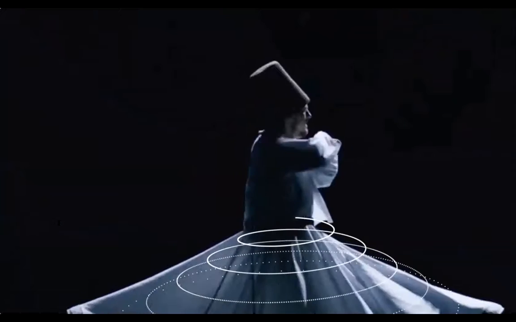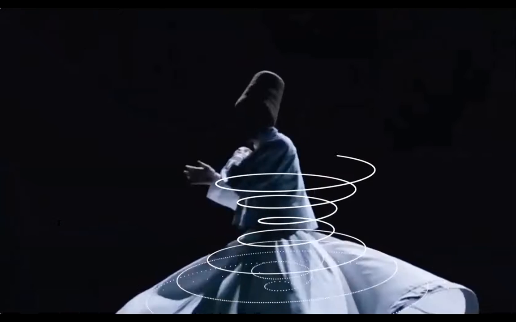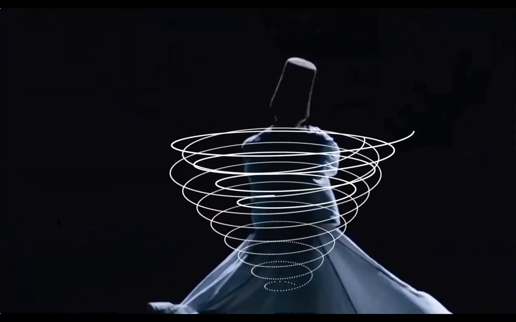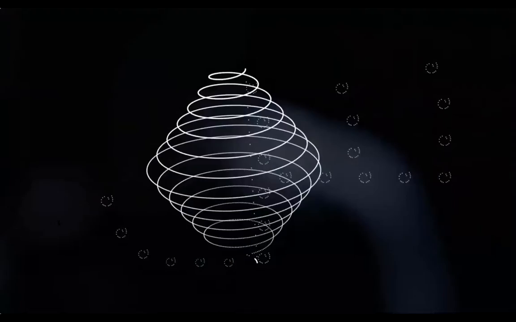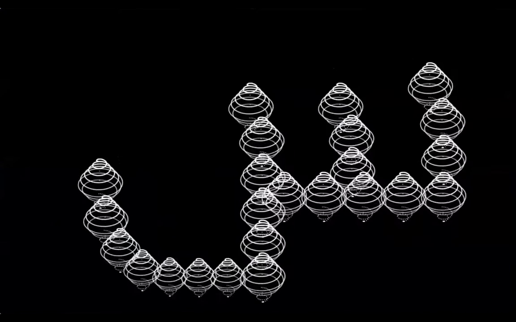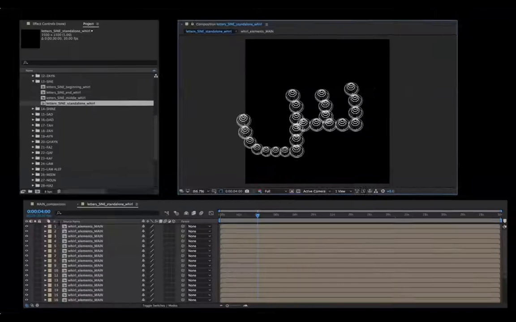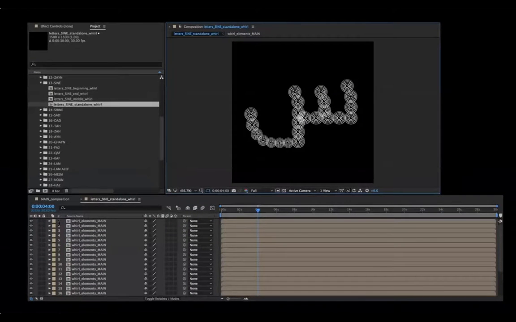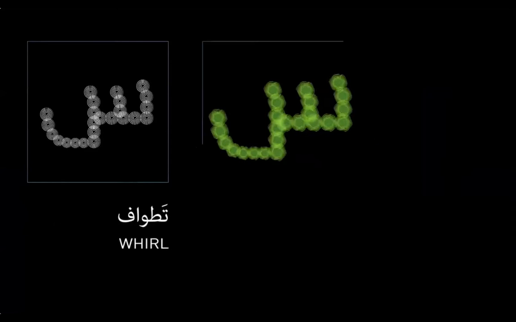Based on the motion study of the dervish's movements, the spiral unit was conceived, and according to which the Arabic letters were constructed. This unit system in specific gave the Arabic letter forms the flexibility needed to animate, to morph into their different instances within a word, and to connect to each other to form words.